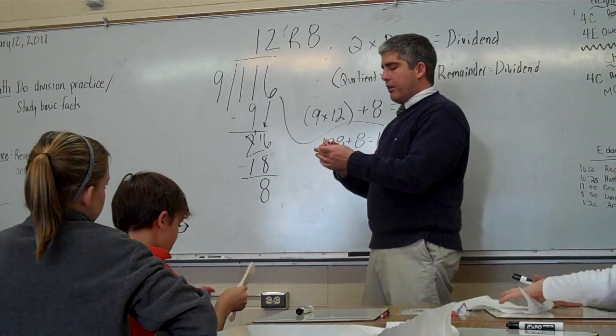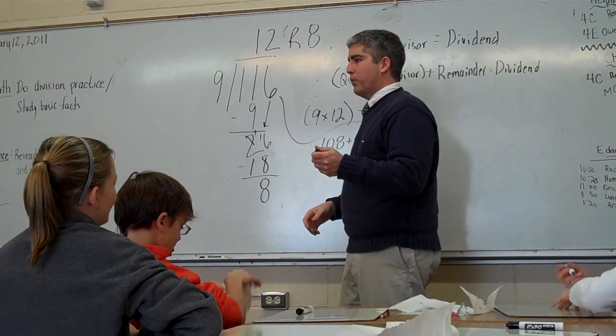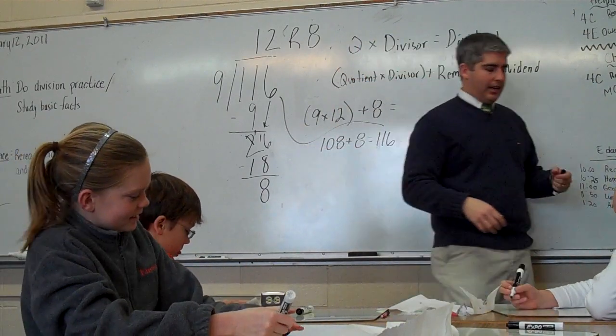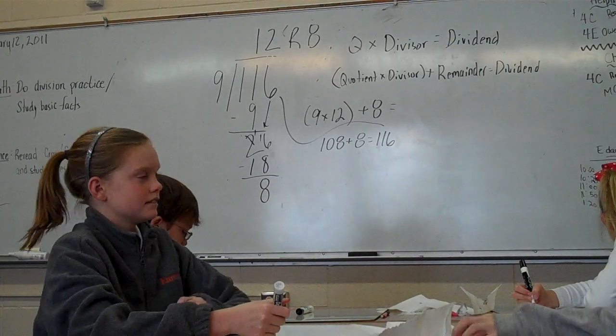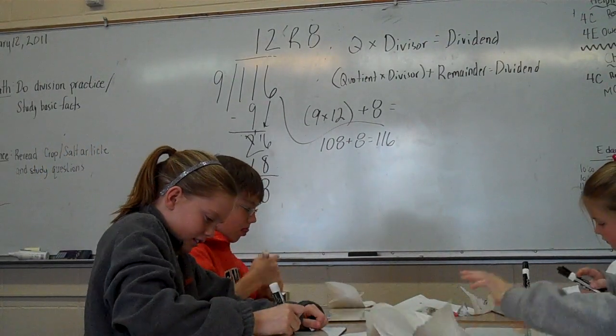All right, so what we're going to do now is we're going to do a few examples on your dry erase boards. I'm just going to give you, let's start off kind of easy. 75 divided by 4.